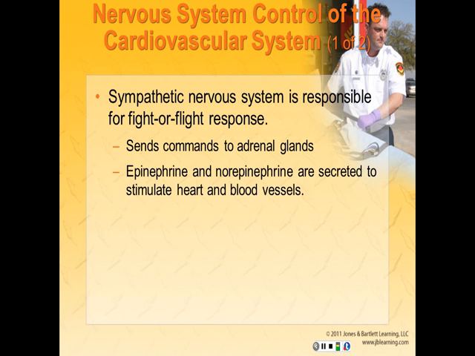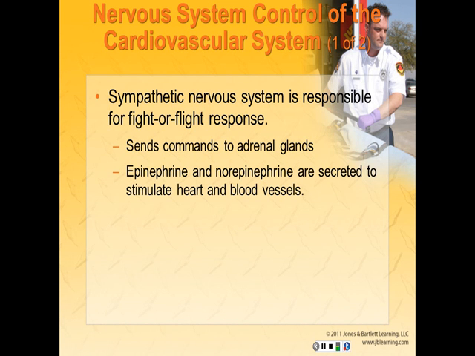The sympathetic nervous system is responsible for the fight or flight response. It sends commands to your adrenal glands, and epinephrine and norepinephrine are then secreted. These are neurotransmitters, and these stimulate the heart and blood vessels. The popular names of these hormones are adrenaline and noradrenaline.